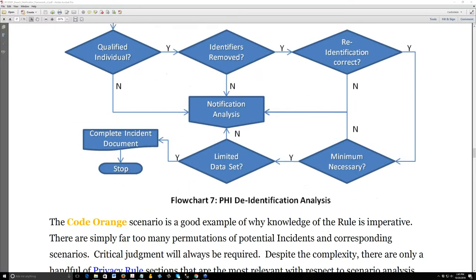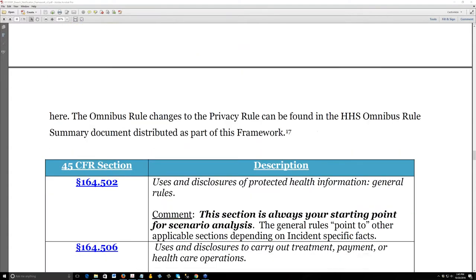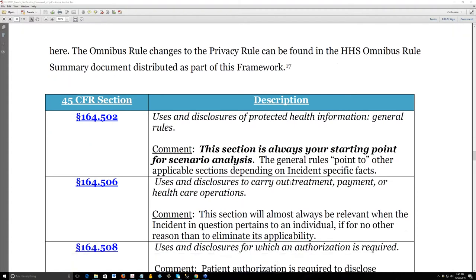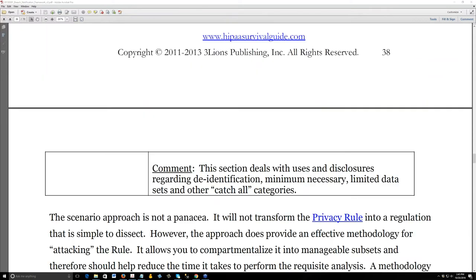I think there's about 13 or 14 charts that actually deal with this. But here is a summary. 502 is a general rule. This is always the section, your starting point for scenario, and so on. Okay, let me walk through a couple more important things, because this is the breach notification framework here.